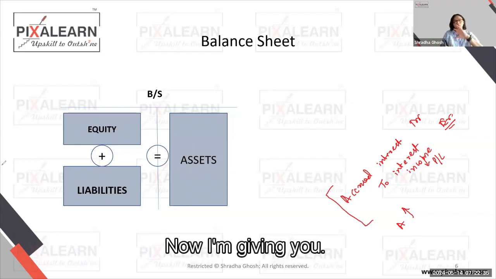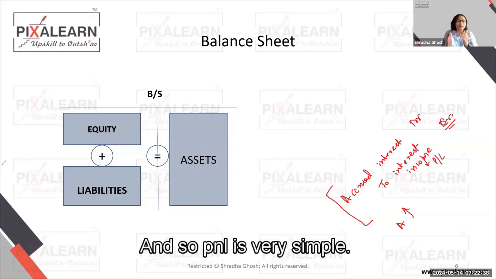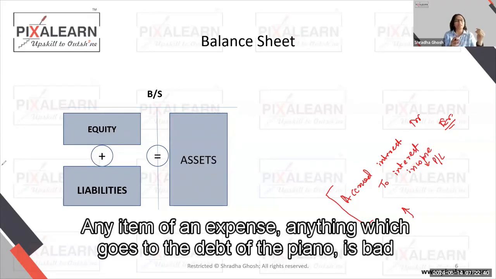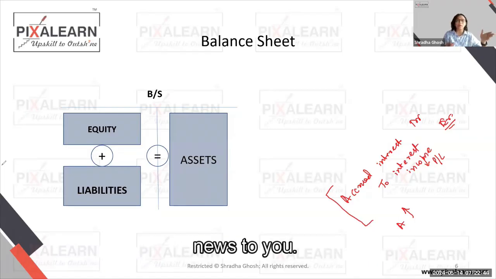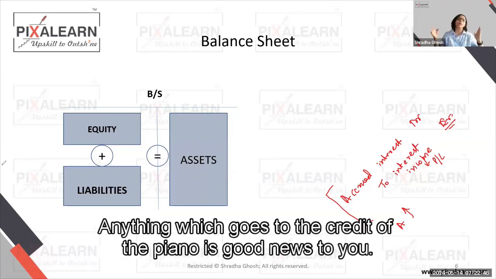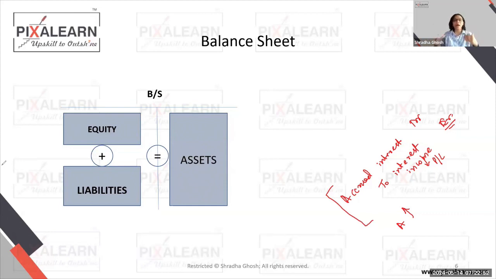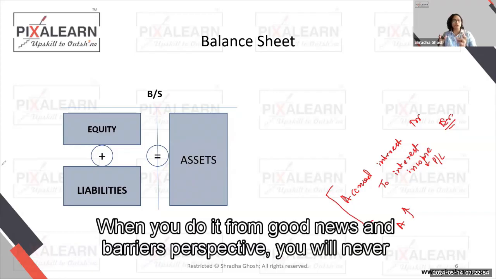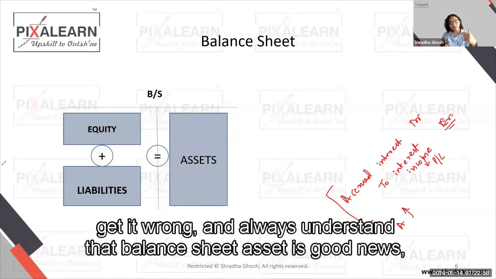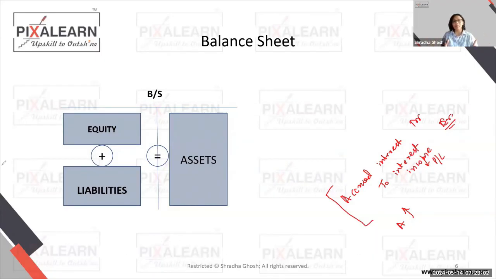Now, so what we did, we spoke about some. So P&L is very simple. Any item of an expense, anything which goes to the debit of the P&L is bad news to you. Anything which goes to the credit of the P&L is good news to you. So every time there's a debit or a credit, just understand, is it good news? Is it bad news? Somehow, every time when you do it from a good news and bad news perspective, you will never get it wrong. And always understand that balance sheet asset is good news, liability and equity is bad news, P&L credit is good news, debit is bad news.